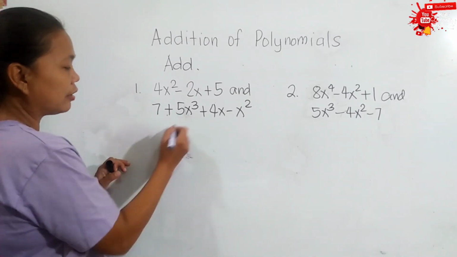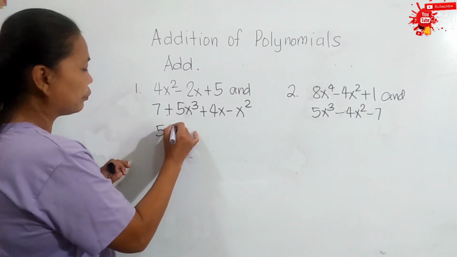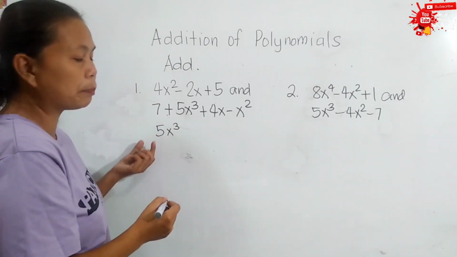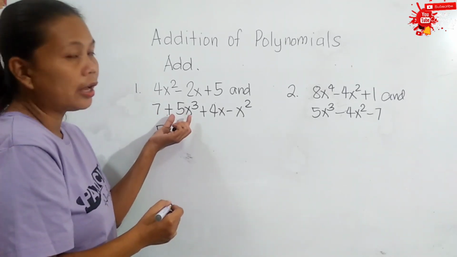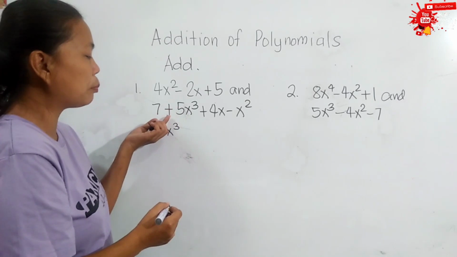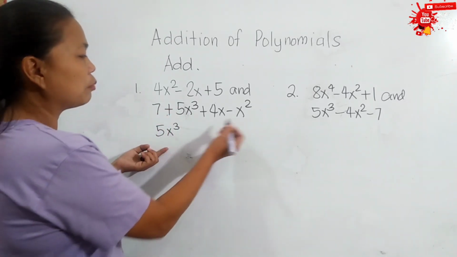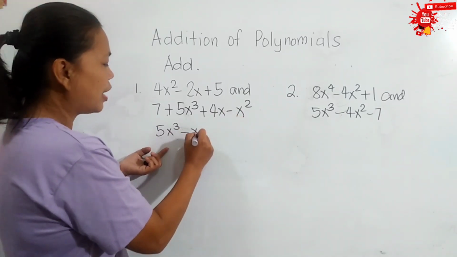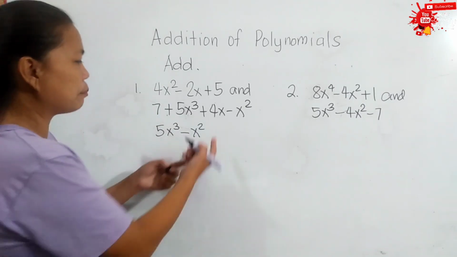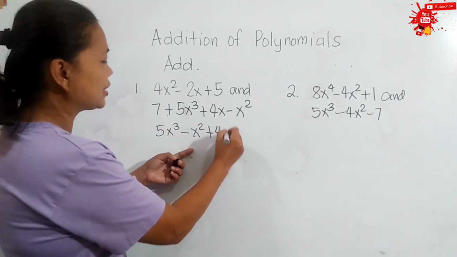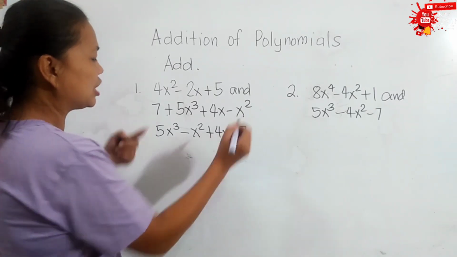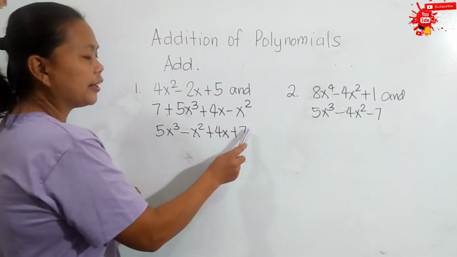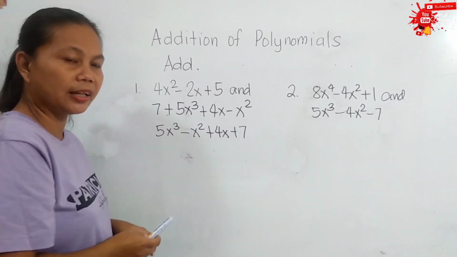So we will rewrite it, we have first 5x cubed. What I've said, if it is written as the first term, no need to write positive if the sign of the term is positive or plus. Then followed by negative x squared or minus x squared. So we have here minus x squared or negative x squared. Then followed by positive 4x and then positive 7. So this is now arranged in descending order. So we have here degrees 3, 2, 1, then 0 for the constant term.